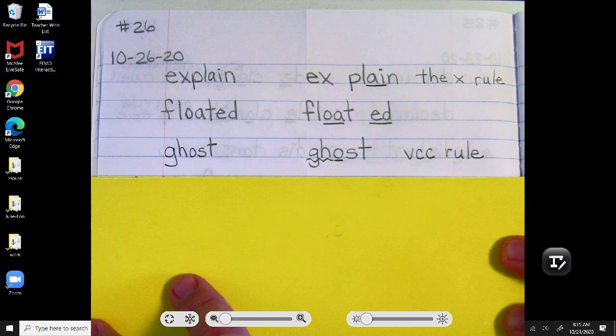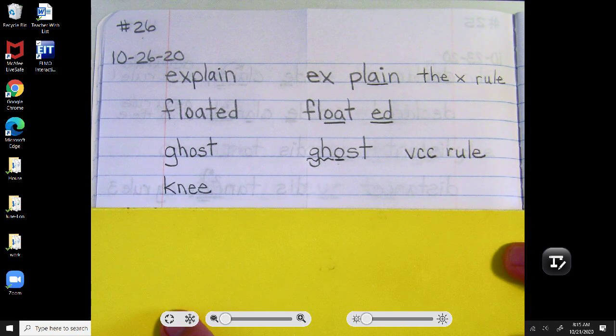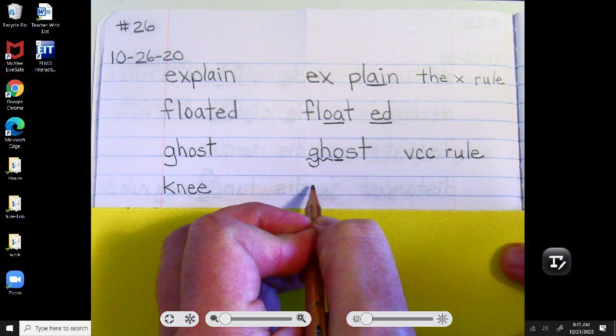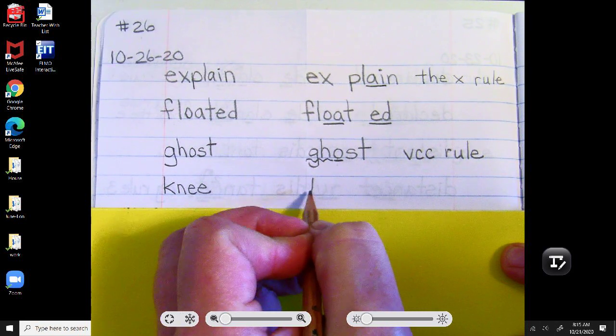Our fourth word is the word knee. He hurt his knee when he fell while running on the playground. Knee. Pause and analyze knee. Let's check how you did. You might have noticed something very fun about this word. Knee is a one-syllable word.